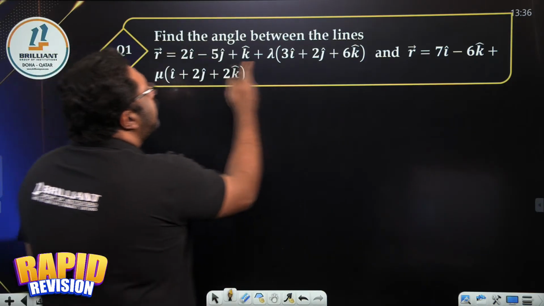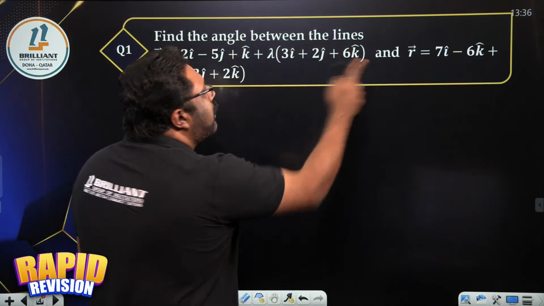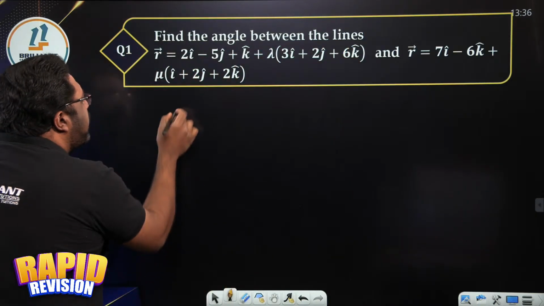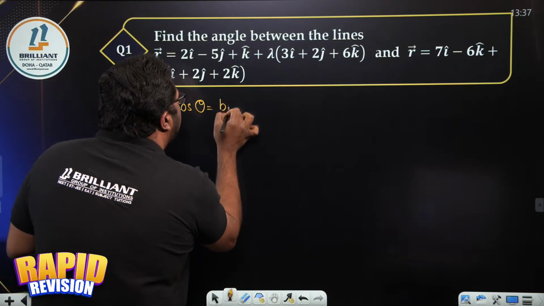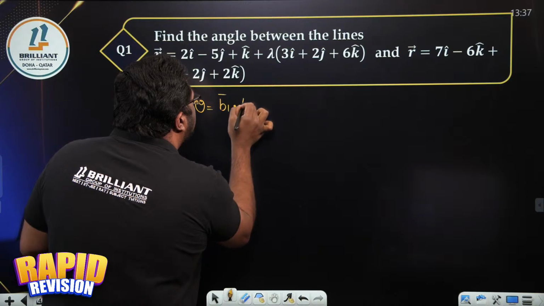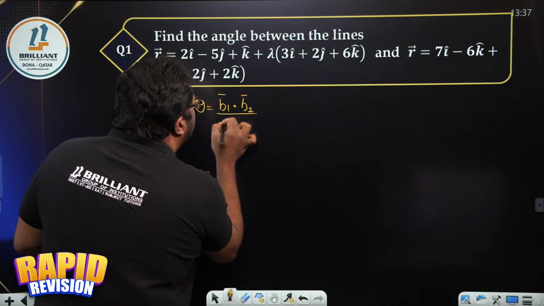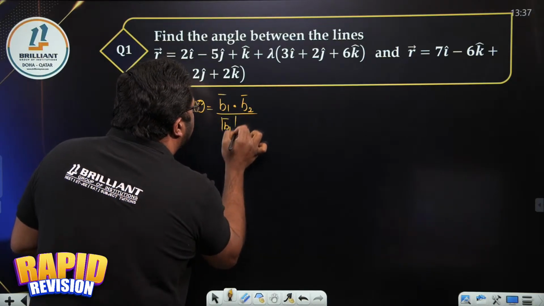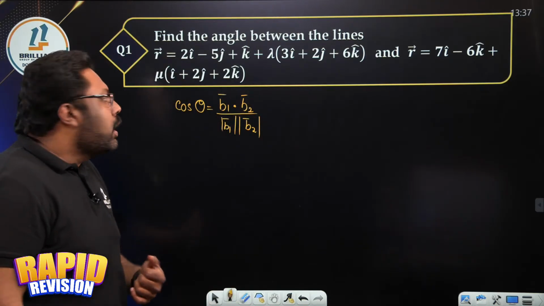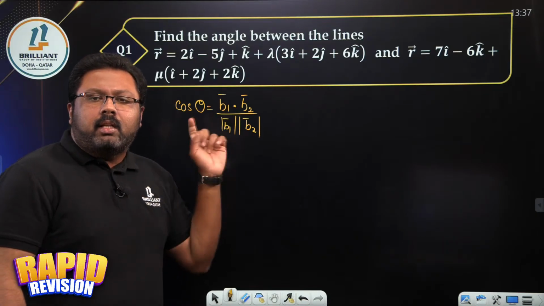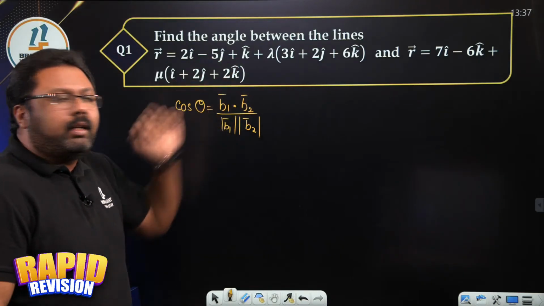So here we are trying to find the angle between two lines. The angle between two lines is based on the formula cos theta is equal to b1 vector dot b2 vector divided by magnitude of b1 vector times magnitude of b2 vector. Yes, the angle between two lines is also based on the vector formula.